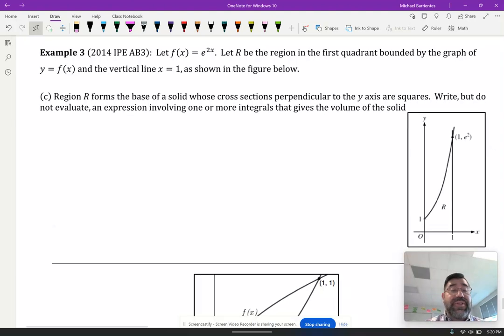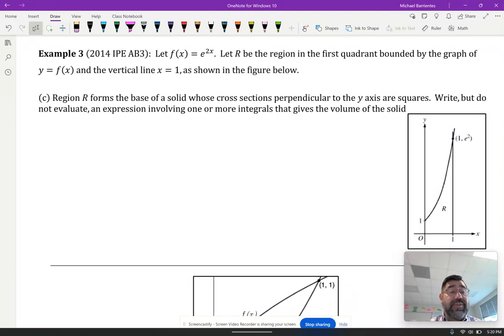A little bit closer to our current year, 2014. Let f of x be e to the 2x. Awesome. Let R be the region in the first quadrant bounded by the graph of f of x and the vertical line x equals 1, as shown in the figure below. Region R forms the base of a solid whose cross sections perpendicular to the y-axis are squares. Write but do not evaluate an expression involving one or more integrals that gives the volume of the solid.